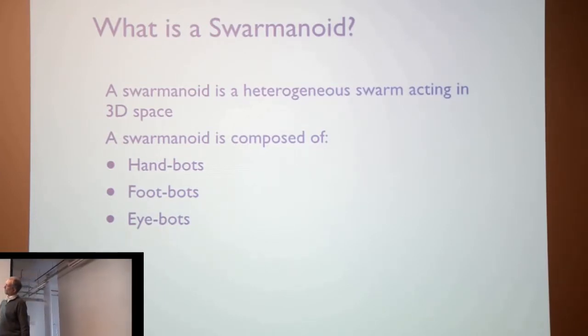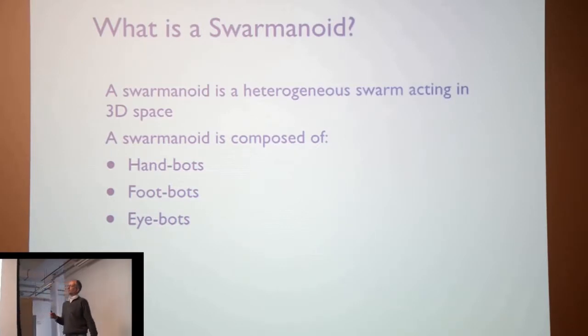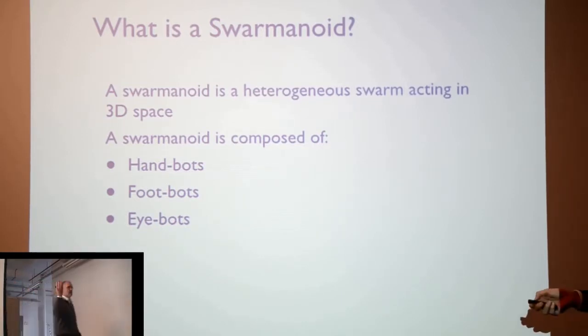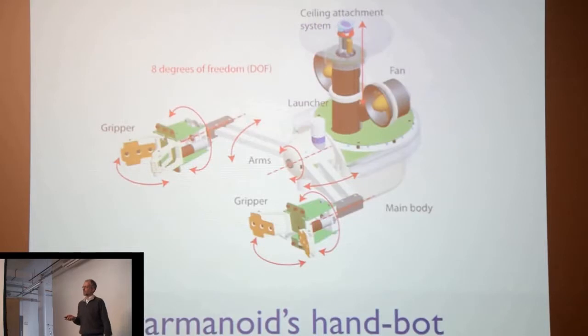And we give these 3 robots names that are reminiscent of their main capability. So hand-bots are robots that can manipulate objects, footbots are robots that can move on the ground, and eye-bots are robots whose main function is to provide vision capabilities and are robots that can fly.